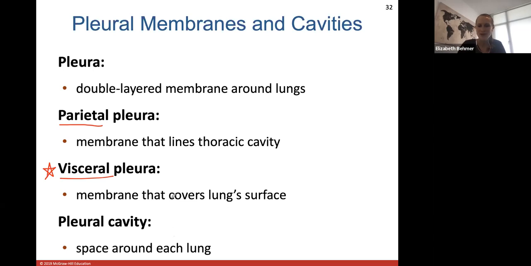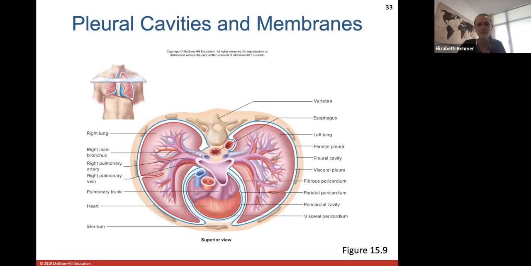And then the pleural cavity is the space around each lung. So here we have kind of a cross section showing where we've cut across these lungs in the person. Looking at it from the top down, we see these layers. So here's the parietal pleura lining the thoracic cavity right inside the rib cage. The visceral pleura is the membrane lining your lungs themselves. And then the pleural cavity is the space between the two. And that's kind of what we just described there.